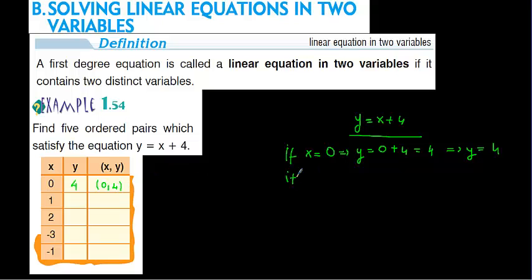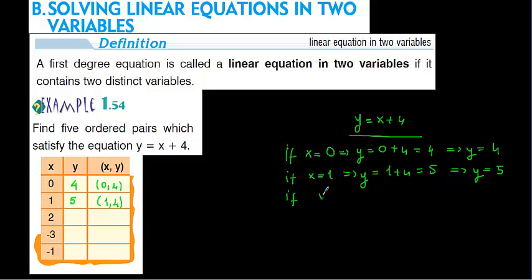If X is equal to a given value, I'm choosing the given value, X is equal to 1. This is given in the question. Y is equal to 1 plus 4, it must be X plus 4, which is equal to 5. So this means that Y is equal to 5. When X is equal to 1, Y is equal to 5. Then the coordinate of the ordered pair is 1 and 5.